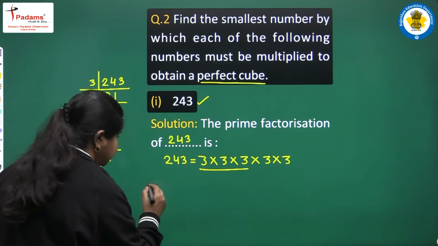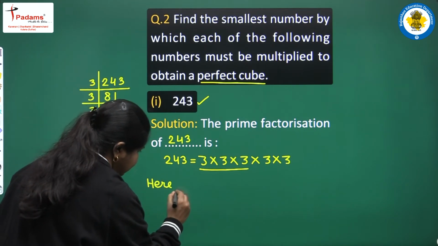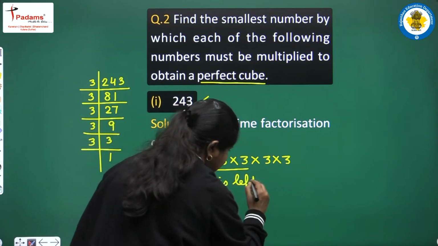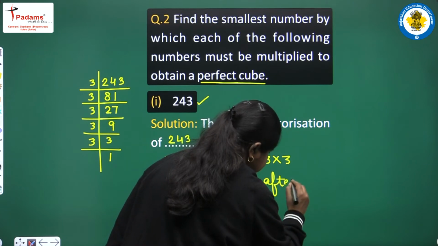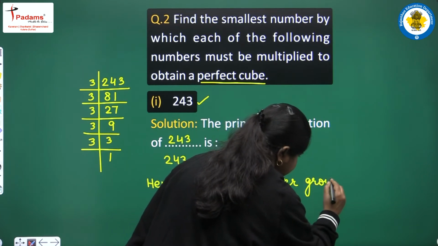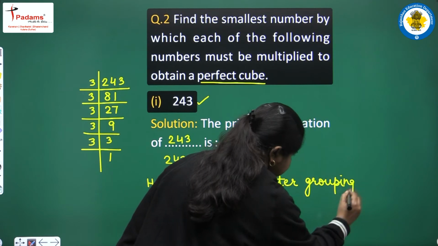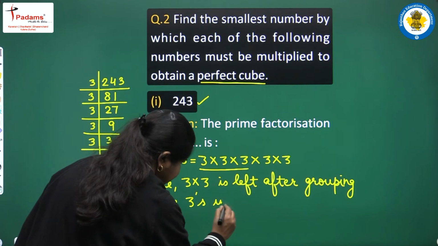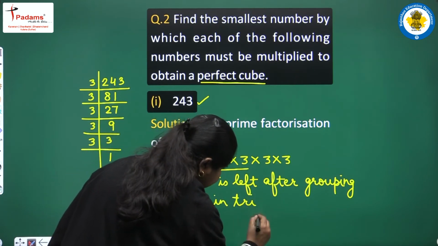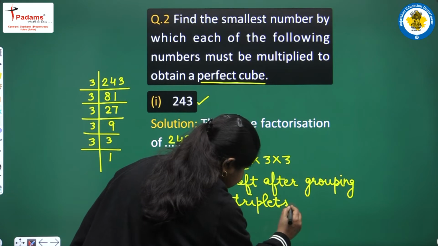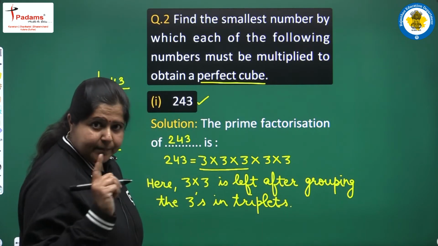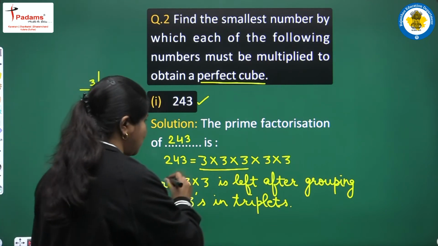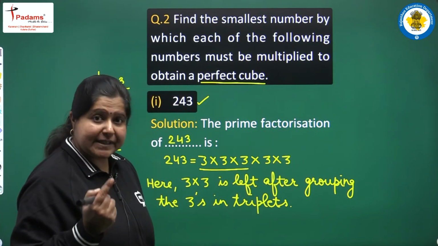Let us first write here: 3 into 3 is left after grouping the 3's in triplets. Triplet में group करने के बाद 3 into 3 is left and therefore it is not a perfect cube. और अब हम चाहते हैं एक परफेक्ट क्यूब मिल जाए. उसके लिए हमें इसको एक 3 और लेना होगा, उससे मल्टीप्लाई करना होगा.